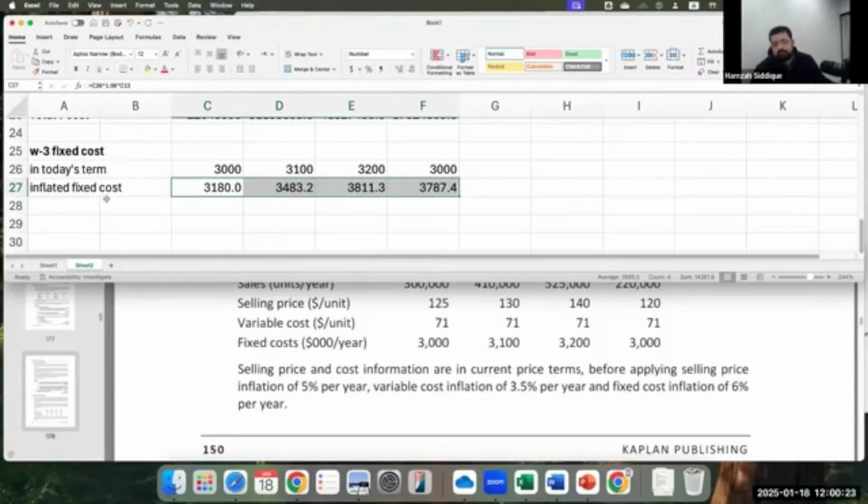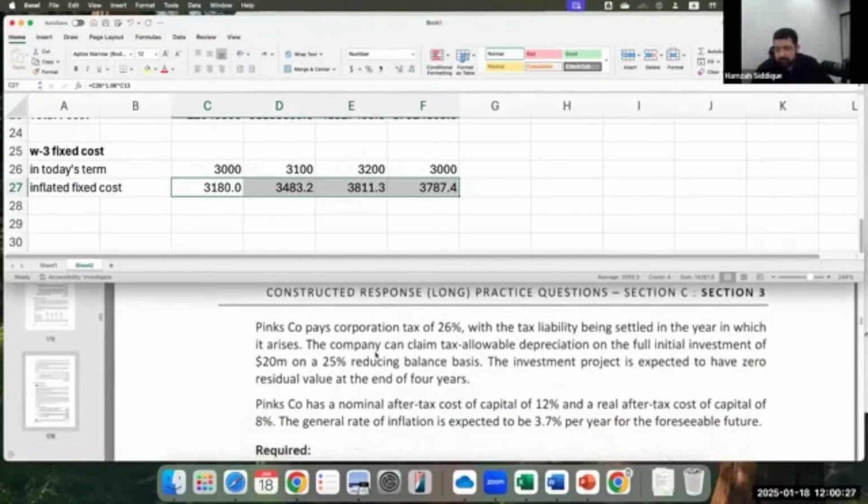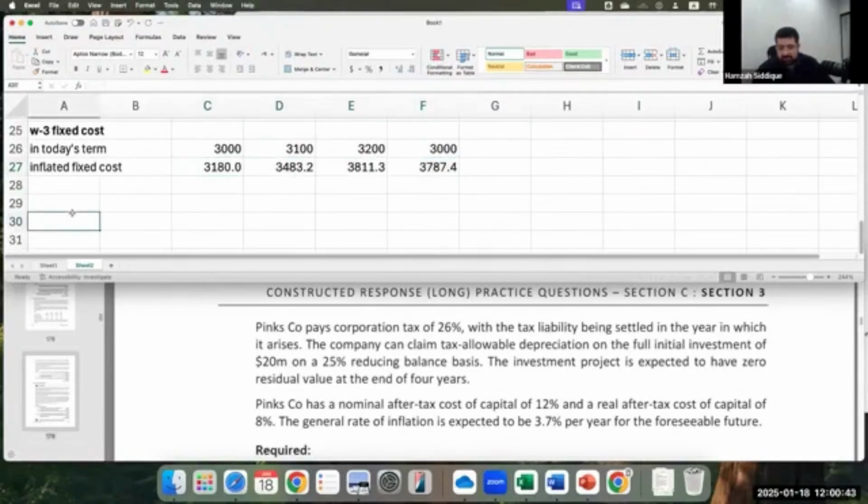If there is any confusion, you can ask before I proceed. The next is we already have a nominal cost of capital, the general rate of inflation, and the real cost. The next is the adjustment of taxation. Student, adjustment of taxation, what is it?